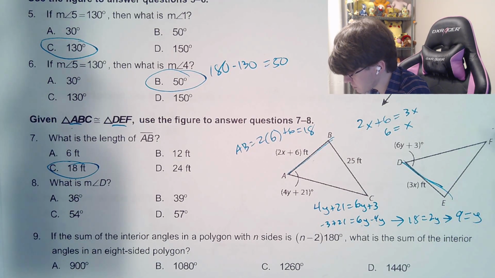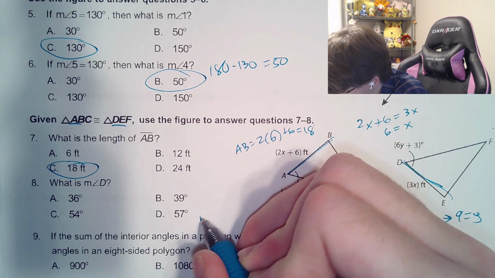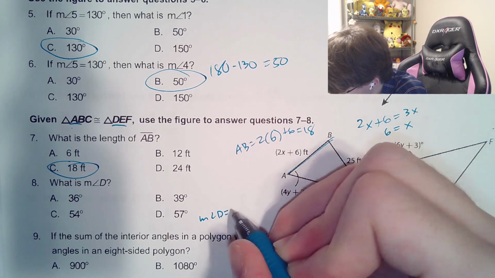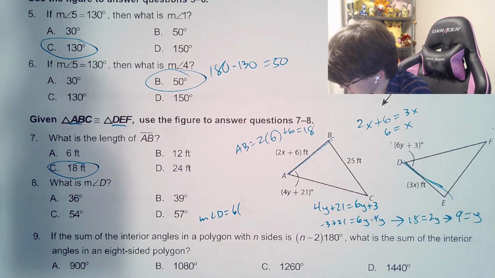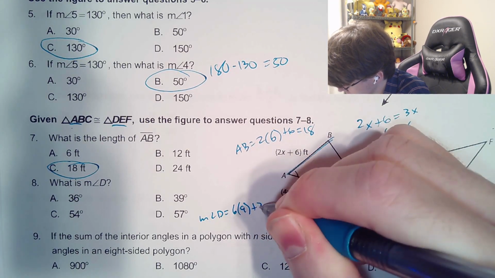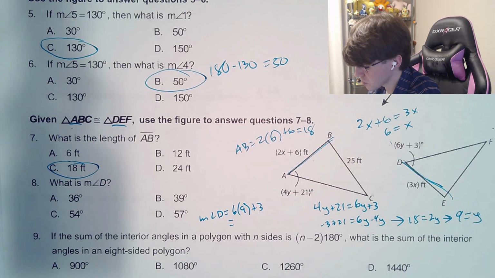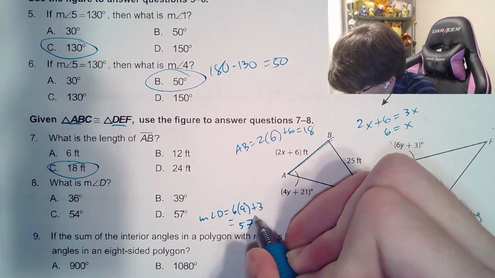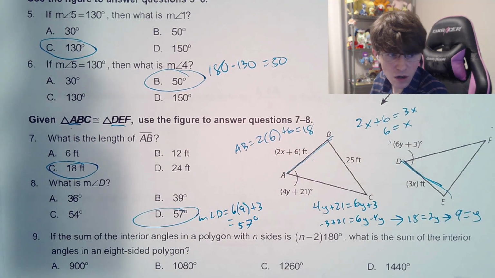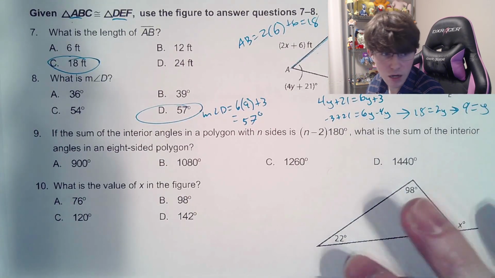And for our final answer there, we're going to have the measure of angle D. We're using this equation right there. 6 times 9 plus 3. That's going to be 54 plus the 3, 57 degrees. There we go. Let's go on to question number 9 now.